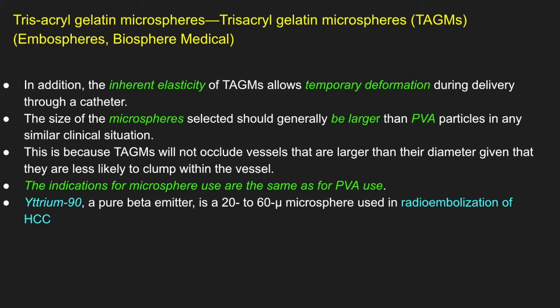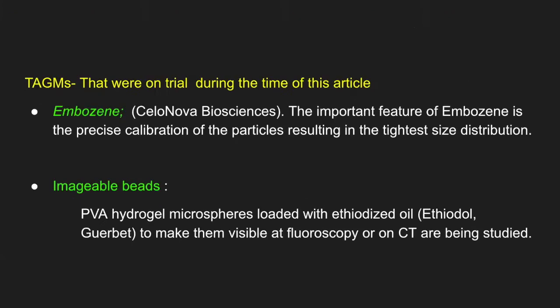Now, Y-90 microspheres are among the very smallest microspheres. It's a pure beta emitter, and they come in 20 to 60 microns, and they are used in radioembolization of hepatocellular carcinoma. Now, at the time of publication of this article, there were 2 other types of microspheres still under study.